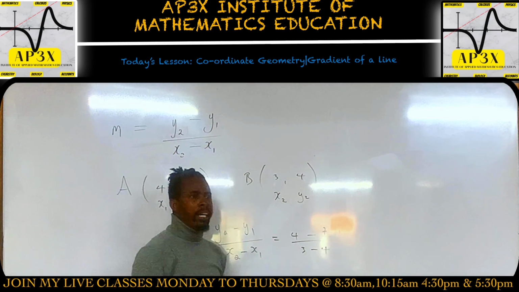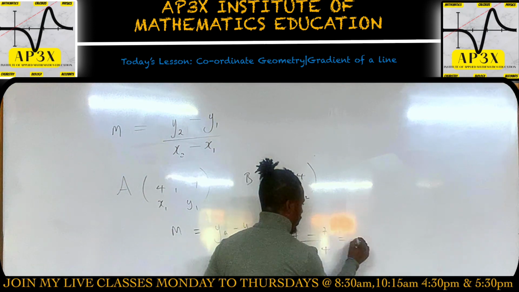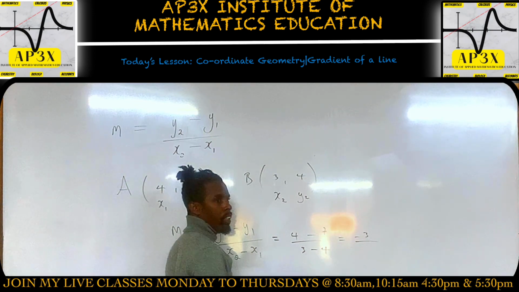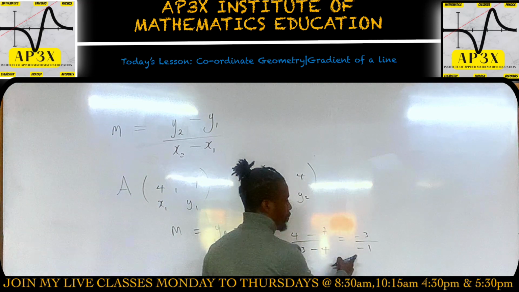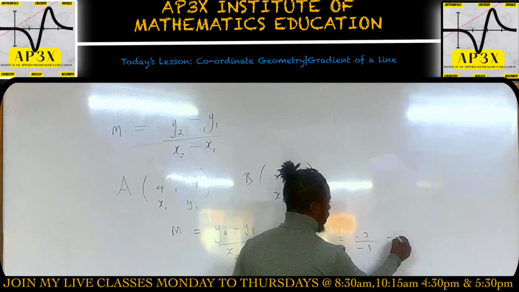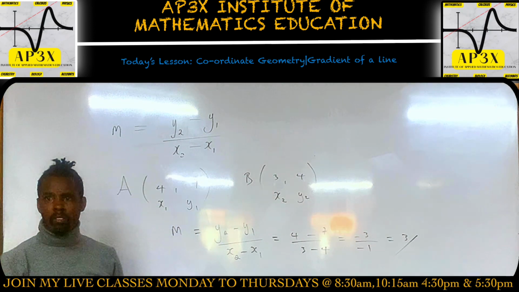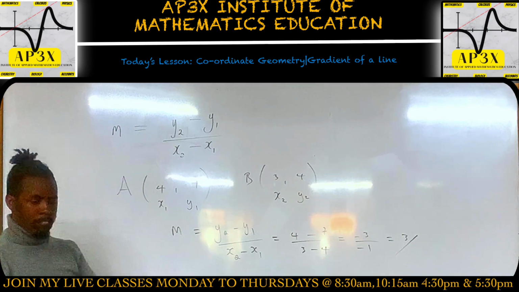Now it goes back to basic math. 4 take away 7. Very good. 3 take away 4. Negative divides into negative. What is a negative into a negative? Very good. 3 divided by 1 is? So my slope is 3.